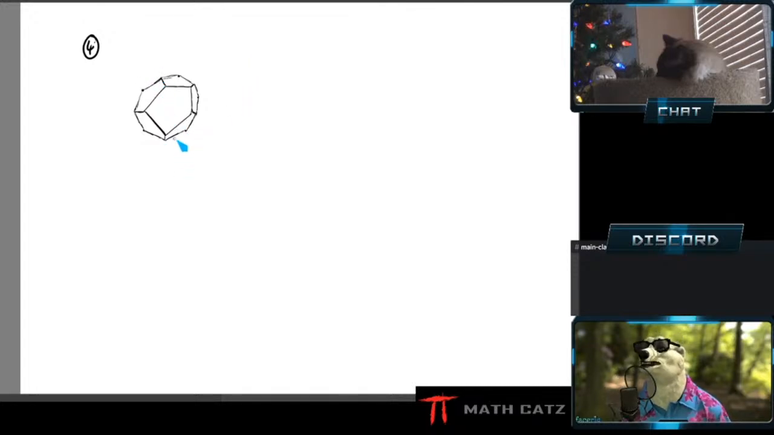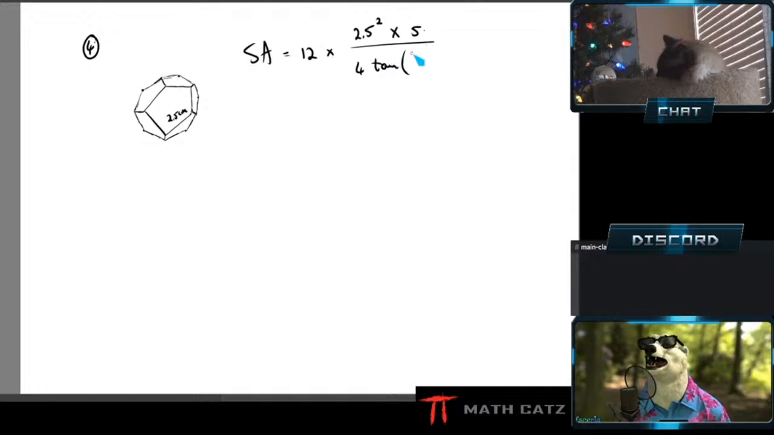Okay, dodecahedron, side length 5 centimeters. Surface area is 12 times the surface area of this pentagon face: side length squared times number of sides of a pentagon over 4 times tan of 180 over number of sides. I can maybe make my life simpler here. Simplify the 12 and the 4, but there's not much more to do. Let's go to the calculator to see.